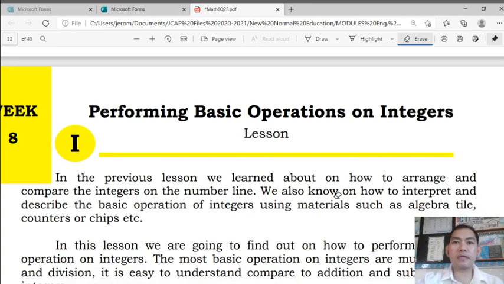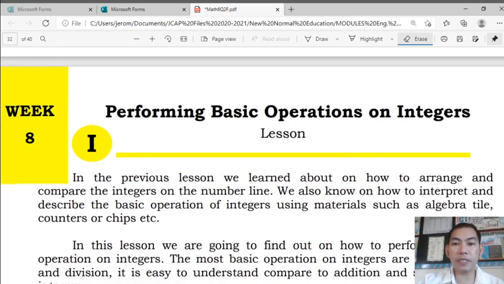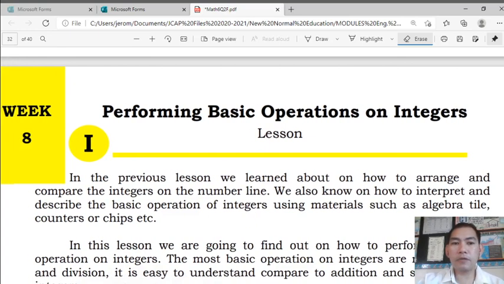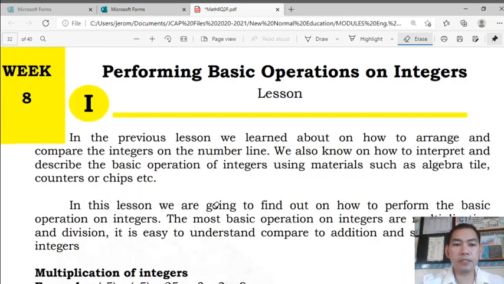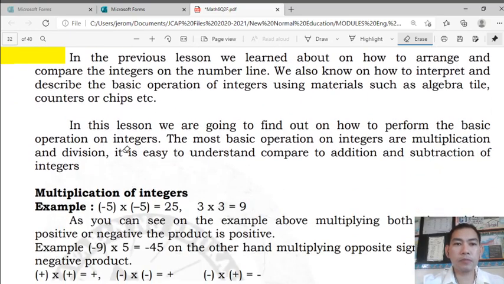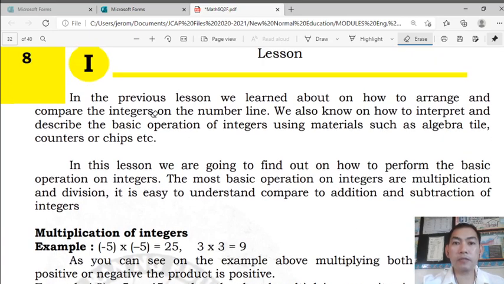So I will be discussing today performing basic operations on integers. This is for our week number 8. If in case you have already answered the activity sheets, you can go back there and review if the answer is correct or not after this discussion. Okay? So performing basic operation on integers. So we will skip this part. You just read it at home.